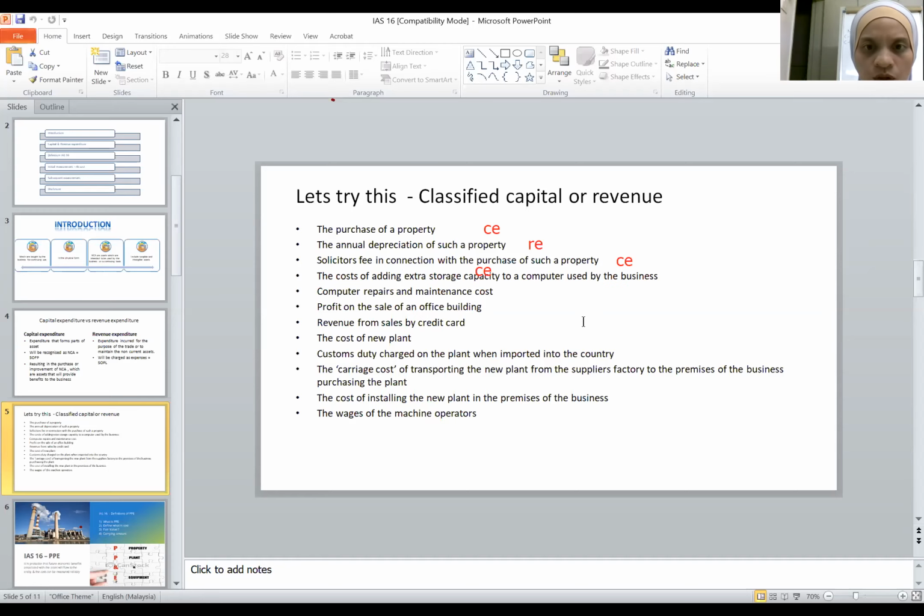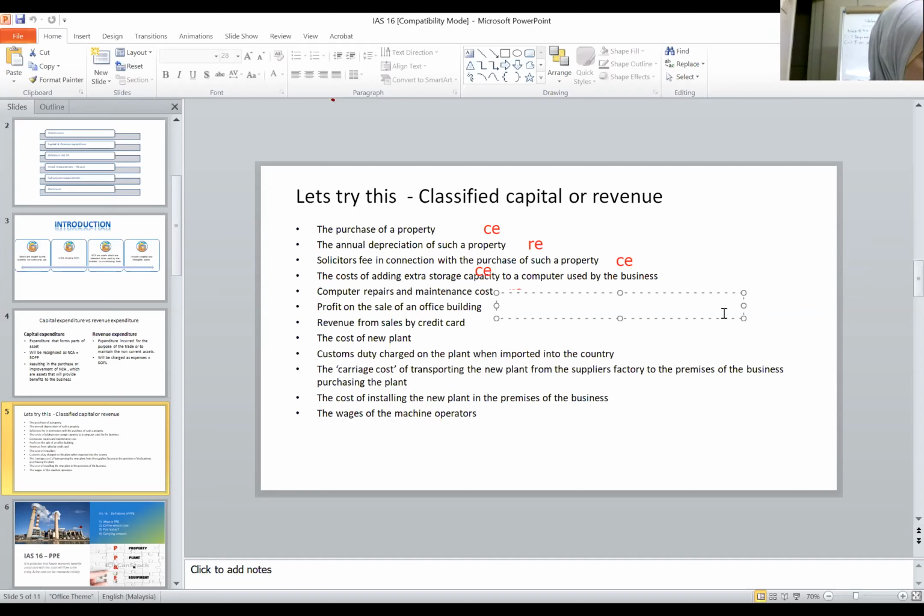Maksudnya you ada laptop, komputer. You have your computer and you add some extra storage. So bila you add, macam you pakai hard disk lah, you akan able to keep more documents inside your computer. So there is an enhancement of the capacity of your asset. Okay, computer repair and maintenance cost. Revenue expenditure.